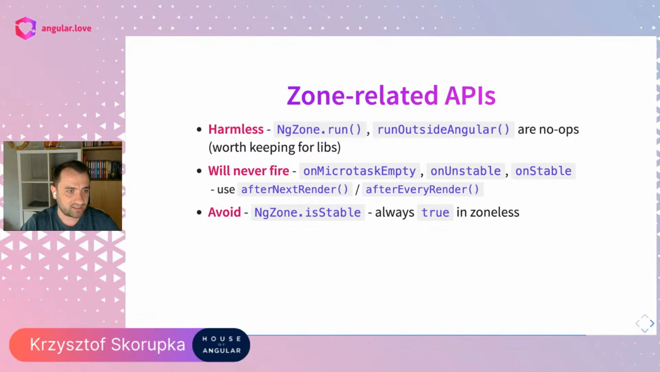There is also NgZone.isStable. This is really niche. It's always true in zoneless, so you should avoid it and not really use it in any way. But the cases, as I said, are really limited. And for SSR, it also was relying, as we already discussed, on the stability of the app before it was flushed to the client. Now we have PendingTasks, which is a special service that allows you to indicate, hey, I'm starting some task, you need to wait for it before the app stabilizes.